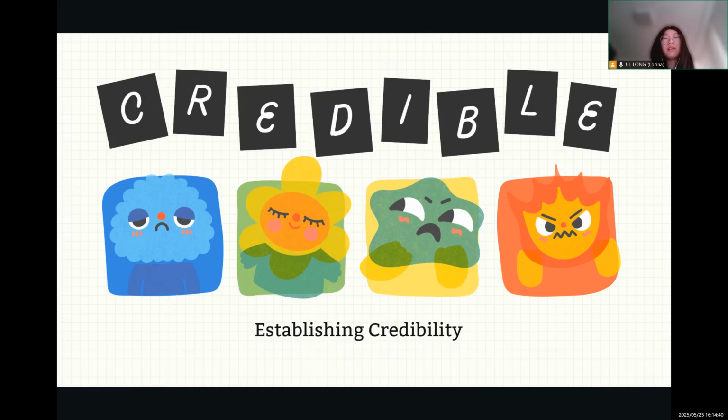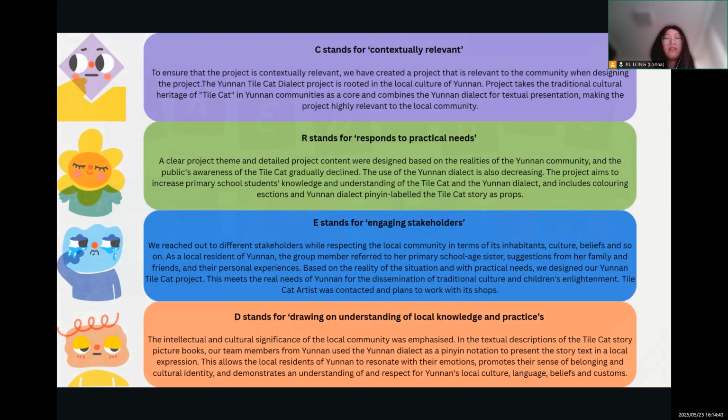This is the credible part. C stands for contextually relevant. To ensure that the project is contextually relevant, we have created projects related to the community when designing the project. The Yunnan Dialect project is rooted in the local culture of Yunnan and is designed to alleviate the problem of the gradual decline of dialect in modern times and its difficulty in continuing to be passed down.